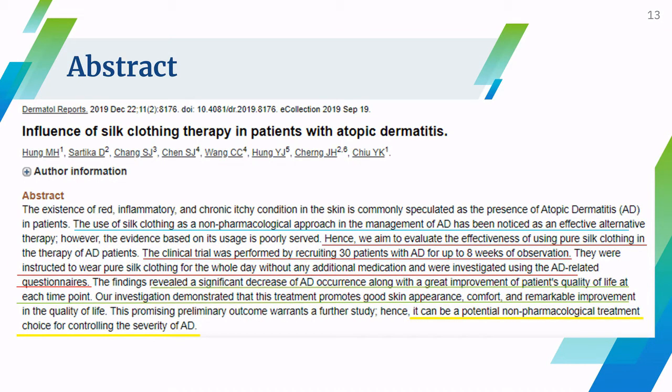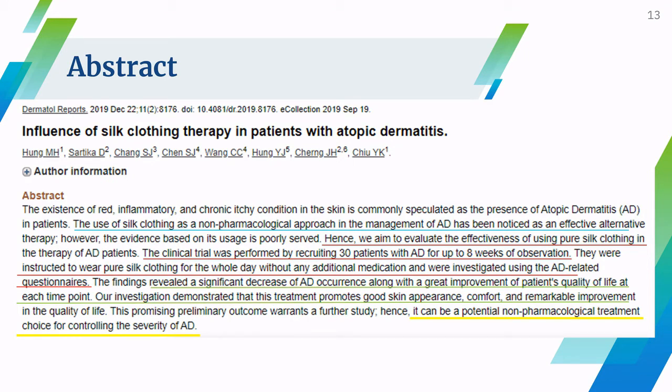You can see that this is a recent article published in 2019. You should also notice that here only a summary of article has been given. The underlined text with blue indicated the objective of this study. This abstract tells that the study was conducted on 30 patients of atopic dermatitis for a period of 8 weeks.